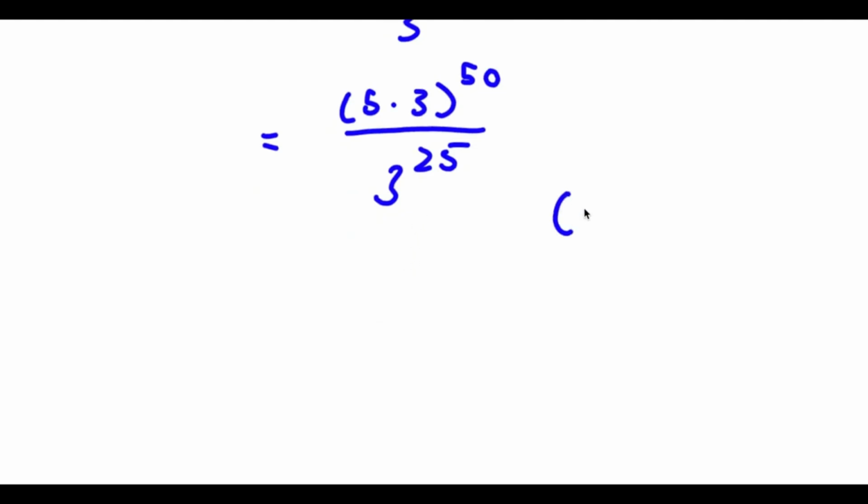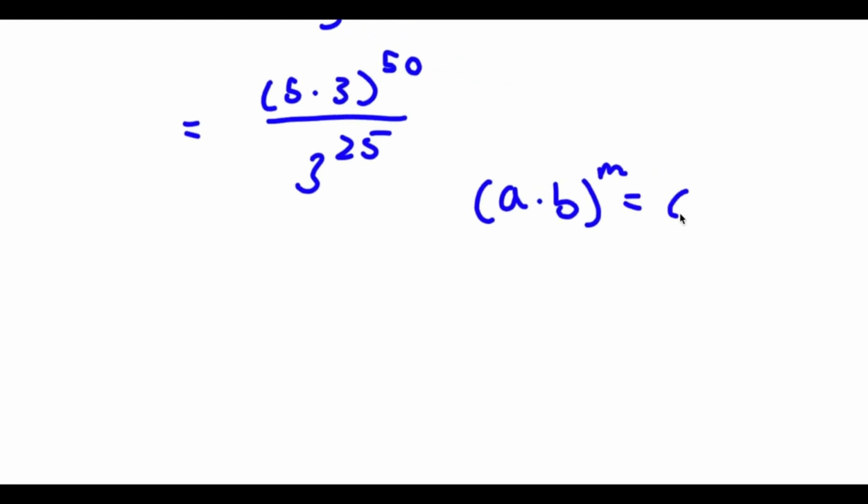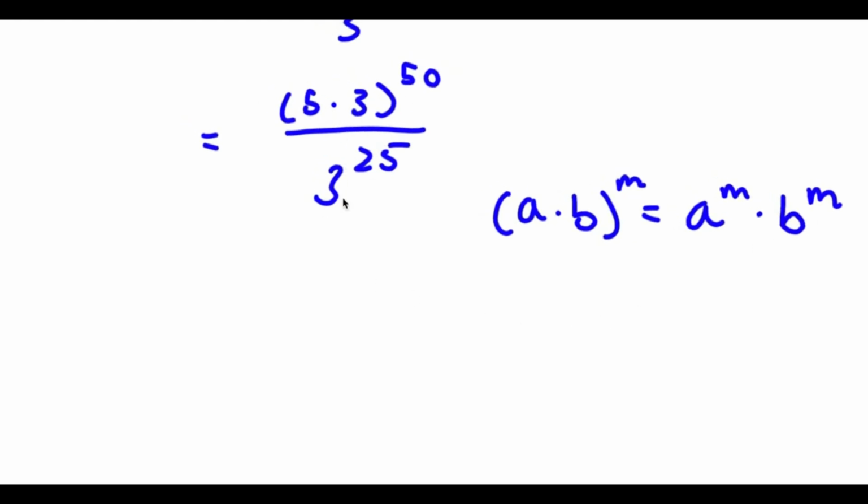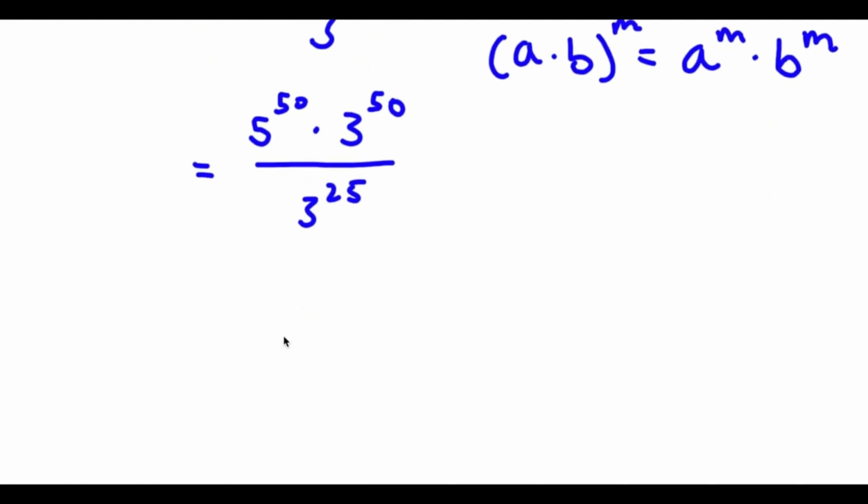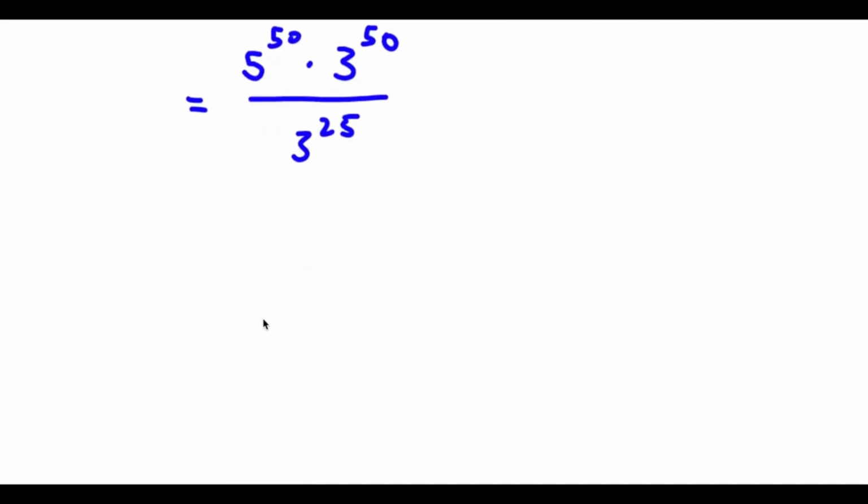Now, if I have something in the form a times b to the power of m, this is the same thing as a to the power of m times b to the power of m. So 5 times 3 to the power of 50 is equal to 5 to the power of 50 times 3 to the power of 50. Now I have this over 3 to the power of 25. Now this can also be written as 5 to the power of 50 times 3 to the power of 50 over 3 to the power of 25.